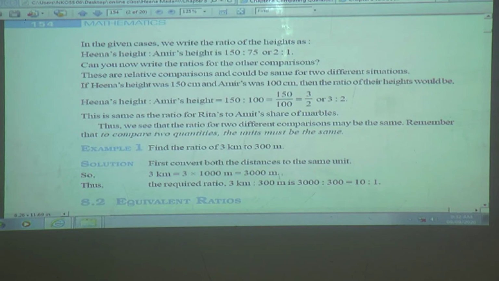So what we have done is take both the quantities in the same unit, and only then can we find the ratio of the given quantities. The quantity may be kilometer, meter, liter, gram, rupees, or height, but all should be in one unit, and then only can we compare the given quantities.